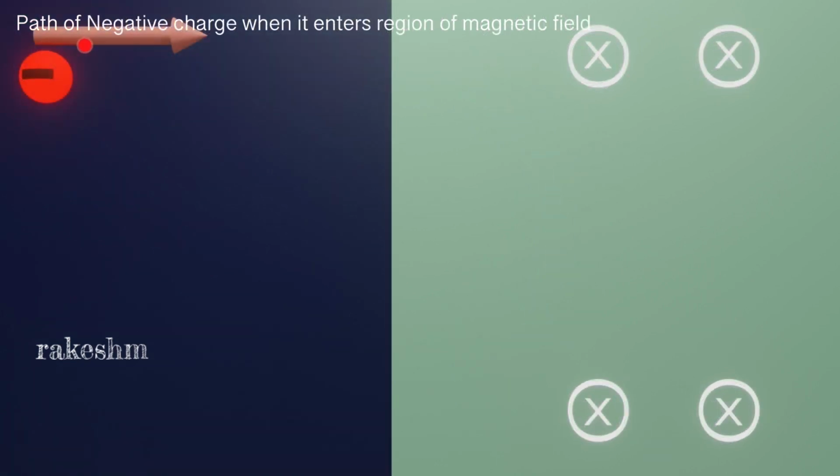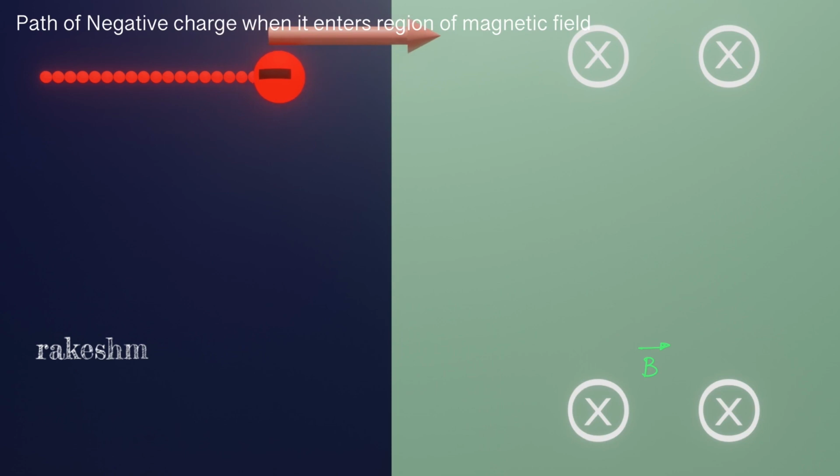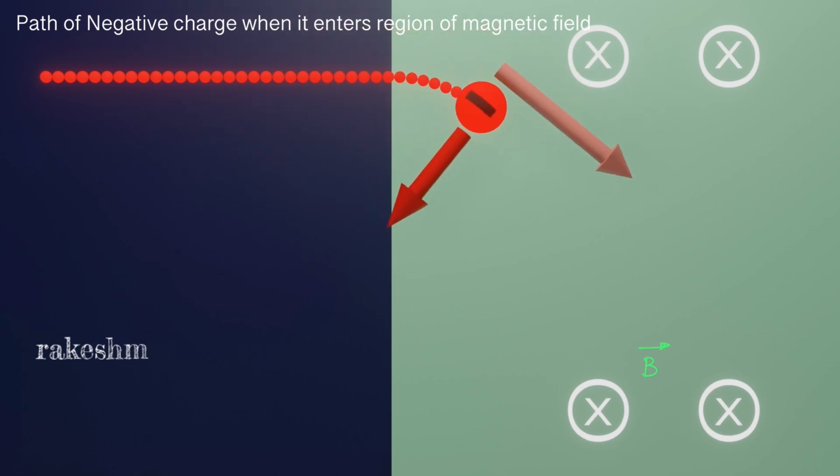Let us now look at the path of a negative charge when it enters a region of magnetic field. This is a negative charge, this is its velocity vector and the magnetic field in this region points into the plane of the paper. The dark red arrow represents the force on the negative charge and the light red arrow represents the velocity vector of the negative charge.